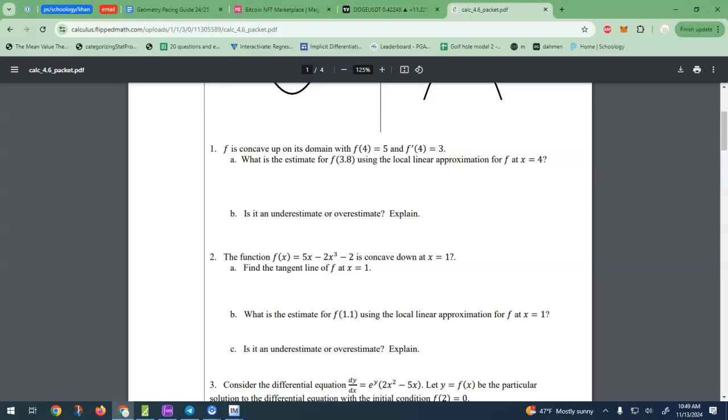So the slope at 4 is positive. When I'm at x equals 4, I'm going up, right? Well, 3.8 is backwards, so it should be lower than that. It's just a way to think about whether your answer makes sense or not.